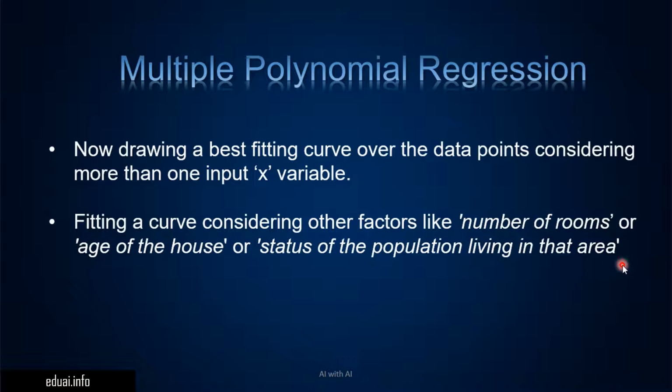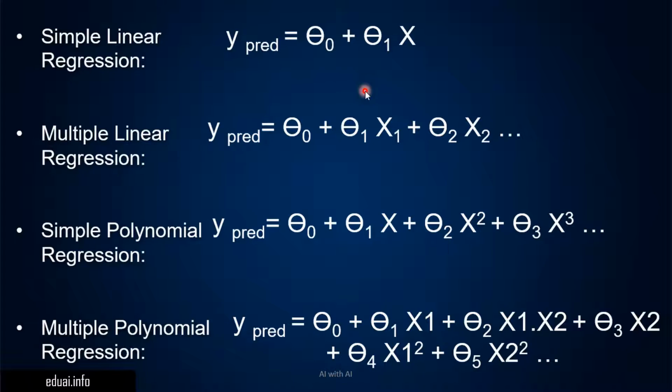Like population living in that area, right? Along with that, I'm using polynomial regression. That means not a straight line, it starts taking curves. And yes, these are the equations that are used to draw the best fitting line over the data.